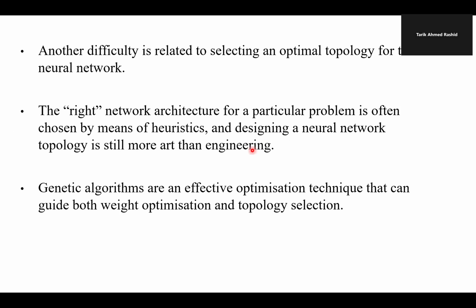Also, there is the problem of selecting the optimal topology for a neural network. Evolutionary algorithms can help select the topology of a neural network.